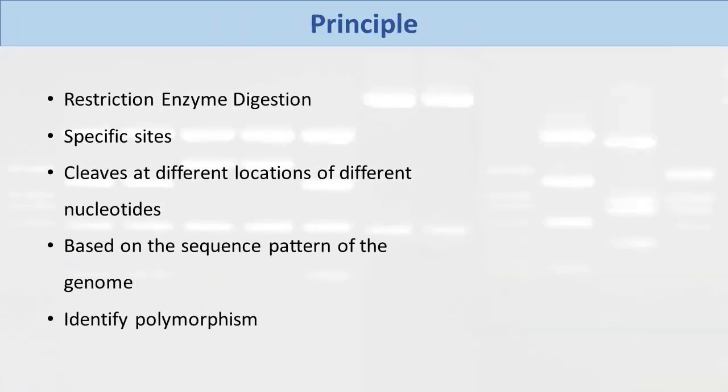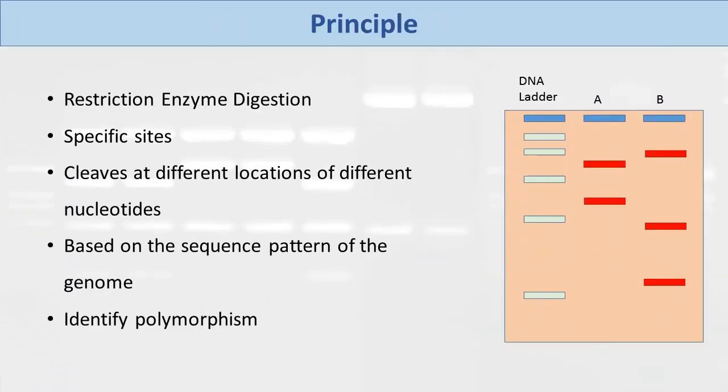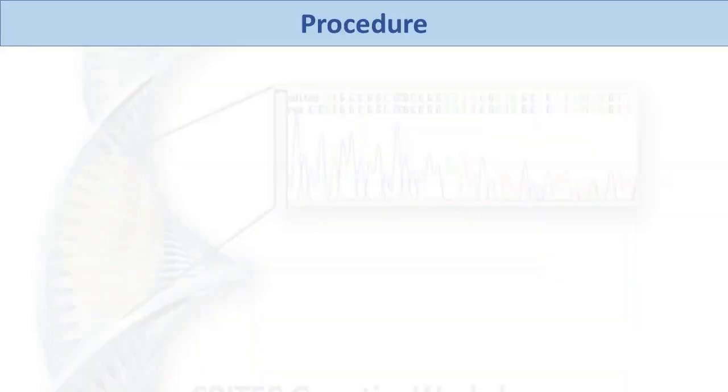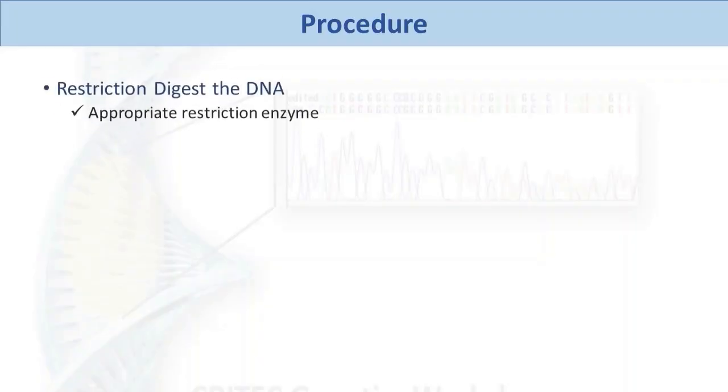Now let's see the principle of RFLP marker. Well, it is a restriction enzyme digestion at specific sites that can cleave at different locations of different nucleotides. And this is based on the sequence patterns of the genome and it can thereby identify polymorphism. And then let's have a look at the procedure of how RFLP analysis is done.